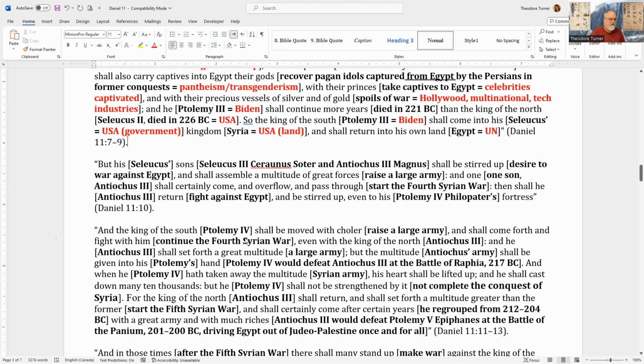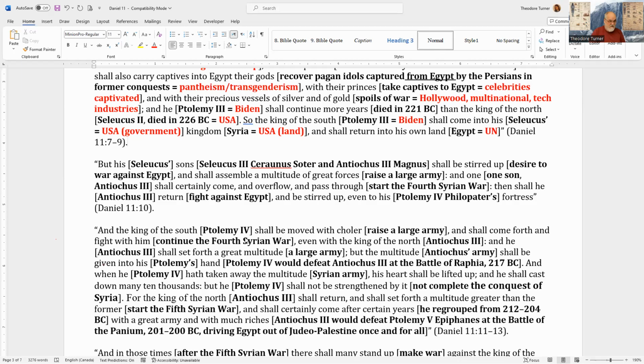But now Seleucus, the sons, Seleucus III Ceraunus, Soter, and Antiochus III Magnus, shall be stirred up, desire to war against Egypt, and shall assemble a multitude of great forces, raise an army, and one son, Antiochus III, shall certainly come and overflow and pass through, start the Fourth Syrian War. Then shall he, Antiochus III, return, fight against Egypt, and be stirred up, even to his, Ptolemy IV Philopator's fortress, right?